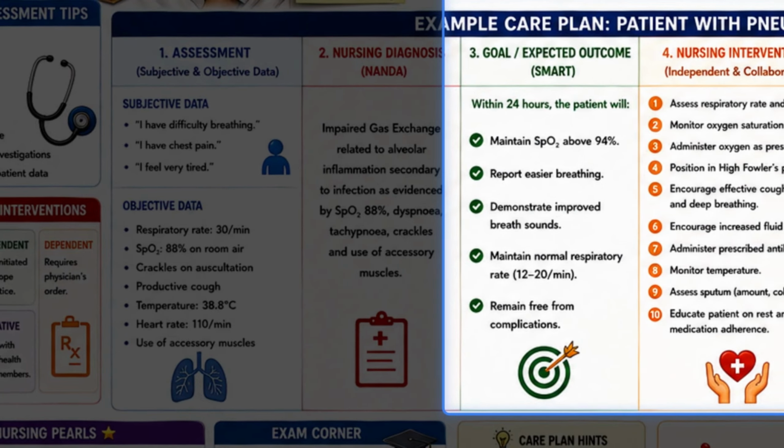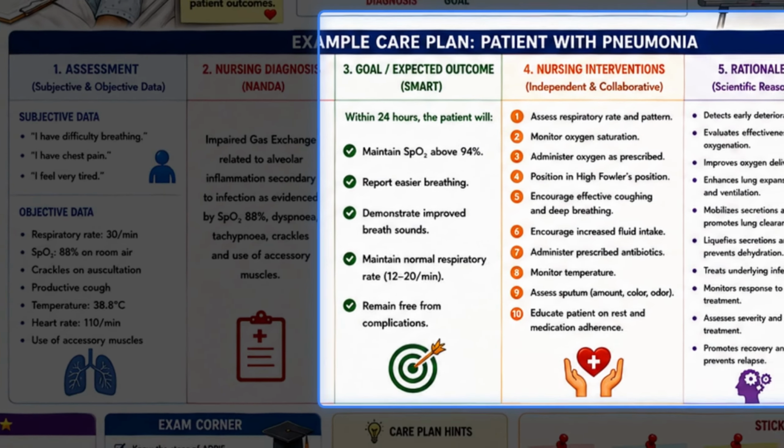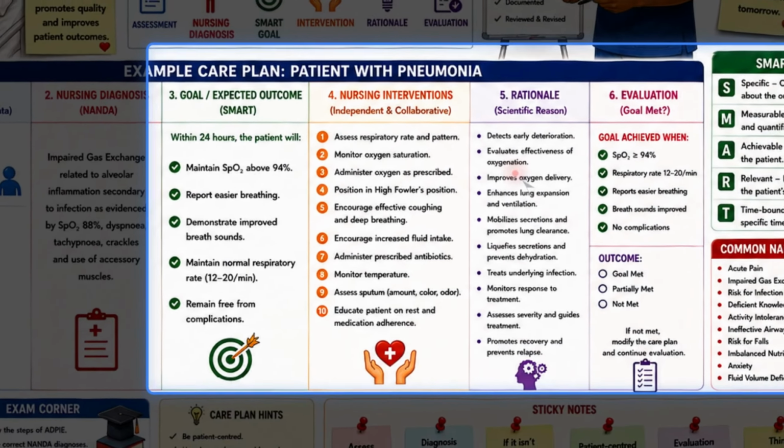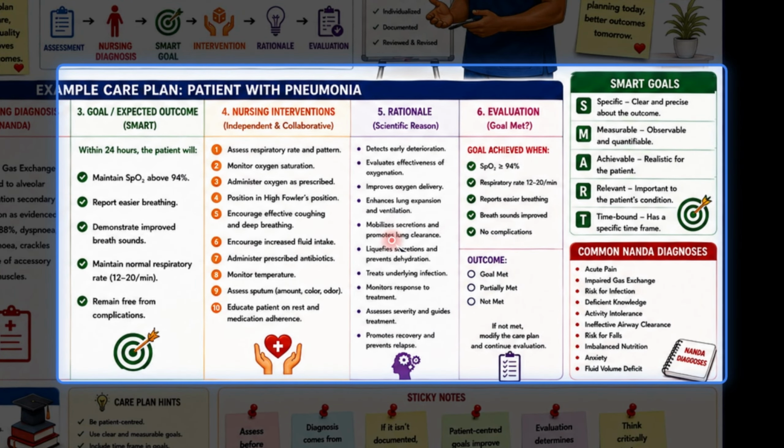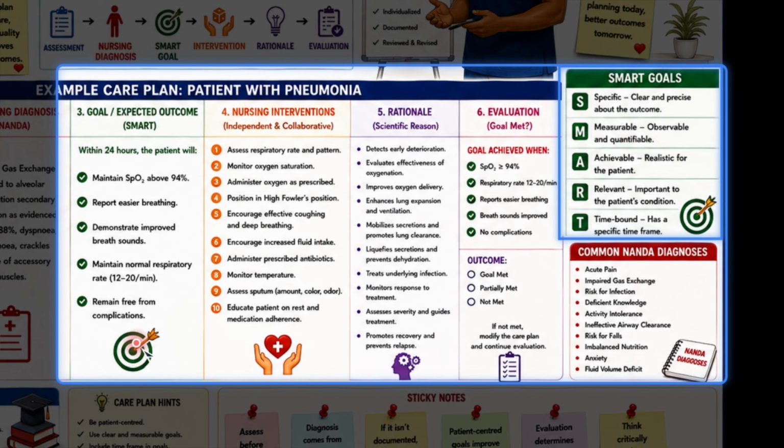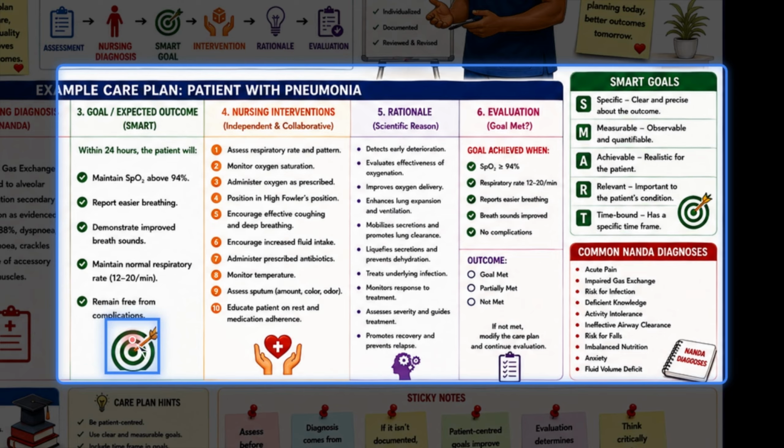With our diagnosis clearly stated, we step into Phase 3, planning SMART goals and expected outcomes. Examine the green SMART framework box on the right. Every outcome objective must strictly adhere to these 5 parameters. S for specific, clear and precise about the desired change. M for measurable, observable and quantifiable using concrete metrics. A for achievable, clinically realistic for this patient's condition. R for relevant, directly pertinent to resolving the underlying primary diagnosis, and T for time-bound, bound to a strict, defined evaluation window.